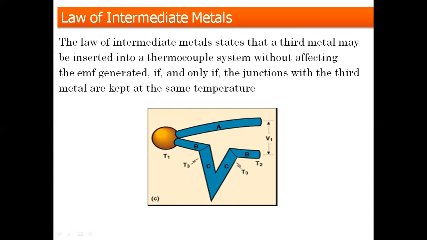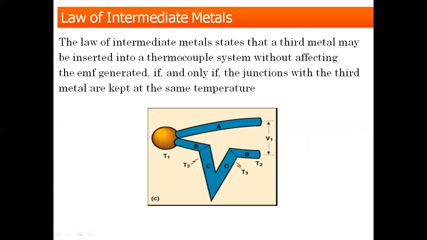The first one is the law of intermediate metals. The law of intermediate metals states that a third metal may be inserted into a thermocouple system without actually affecting the EMF generated, if and only if the junctions with the third metal are kept at the same temperature. So suppose you have two metal wires A and B. Okay, so you have two junctions over there.